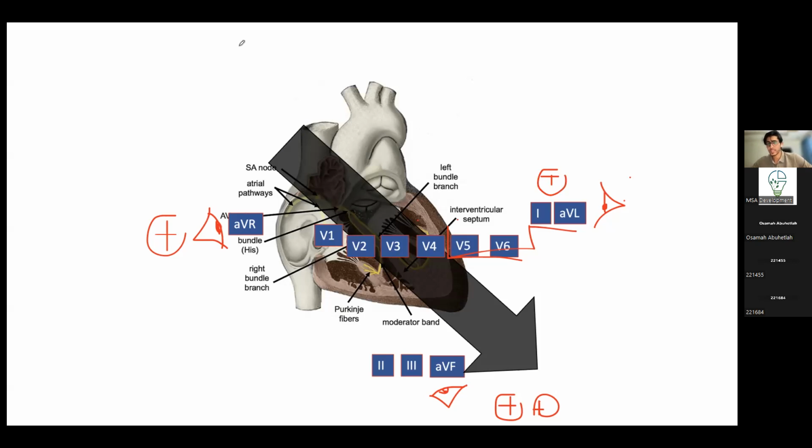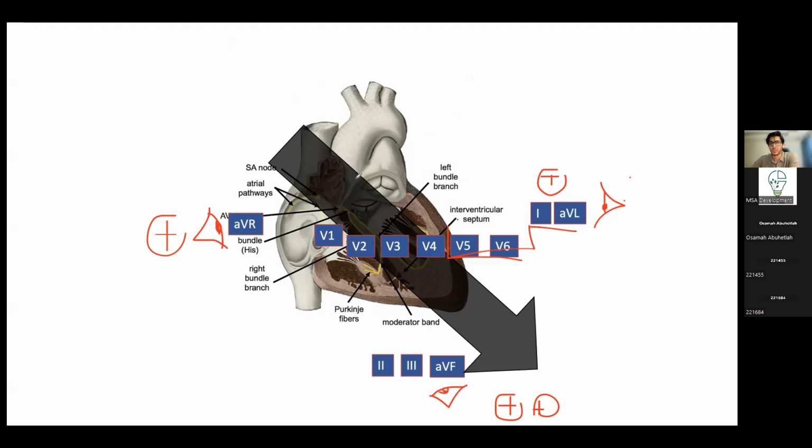All right. Is AVR always negative? Sorry. In a normal ECG, if you attach it right, yes, the AVR QRS complex will be negative. Why? Because it's looking at the electrical activity going away from it, basically. All right.